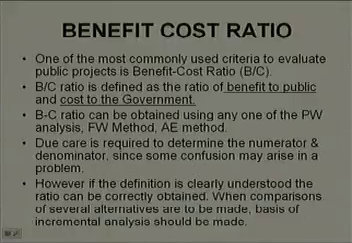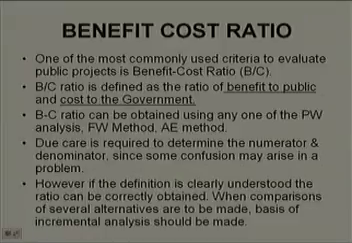Now, this ratio can be obtained using any one of the analysis methods that we have discussed: either the present worth analysis, future worth method, or annual equivalent method. Any one of these methods can be used for benefit cost ratio, but the precondition is that we must be able to identify the benefits and the cost. While calculating the benefit, we see what is the benefit to public, and while calculating the cost, we see what is the cost to the government.